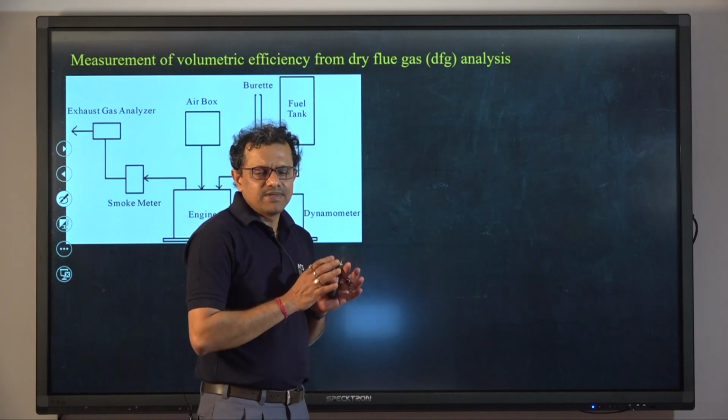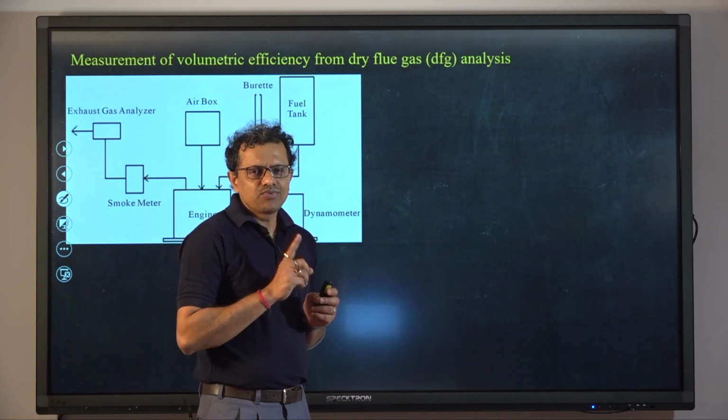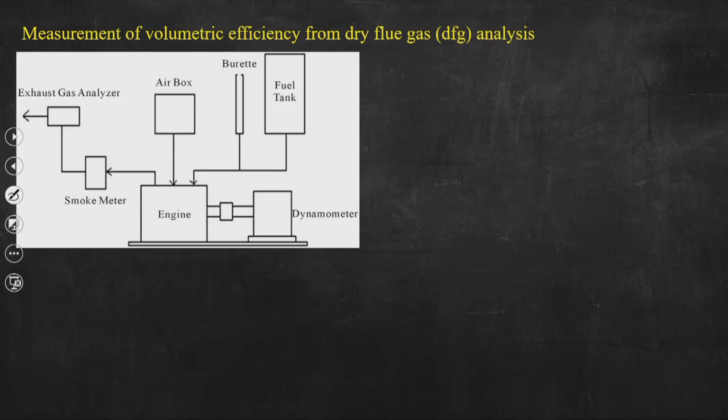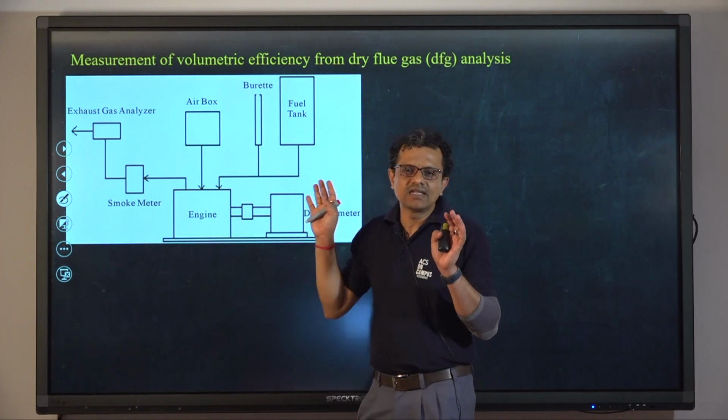In this method we can measure volumetric efficiency provided we know the mass flow rate of fuel and also the composition of fuel. This is the typical layout that you can see from the schematic depiction, and this method is used to measure fuel flow rate and also the analysis of dry flue gas. In this schematic you can see that fuel is supplied to the engine from this fuel tank, and there is a burette which is used to measure the fuel flow rate. Air is coming from this air box, and we also can measure air flow rate.